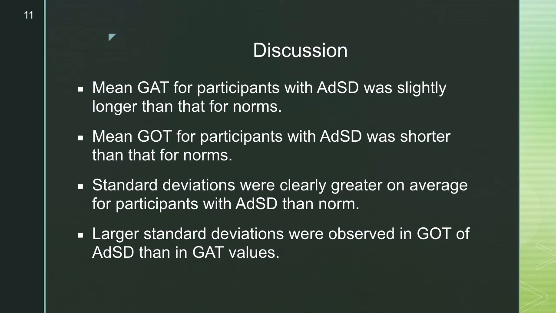Mean GAT for participants with ADSD was slightly longer than that for norms. Mean GOT for participants with ADSD was slightly shorter than that for norm. With a larger subject pool, we might expect larger differences in mean between participants with ADSD and normative data. Standard deviations were greater on average for participants with ADSD than norm. The GOT standard deviation results are particularly compelling and suggest that GOT are more variable in participants with ADSD compared to that of norm.